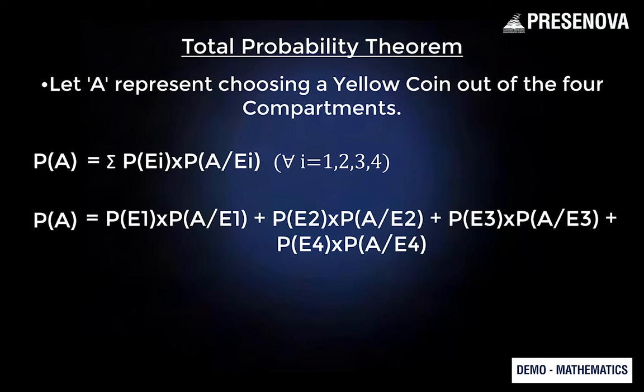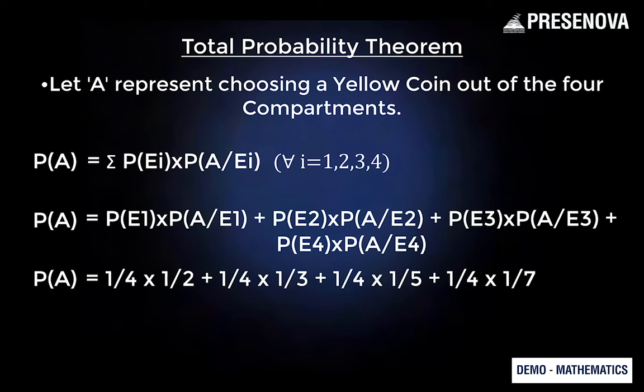Solving the 4 cases, we already have found the values for the same. Now, we shall be substituting the values. P of A is equal to 1 by 4 into 1 by 2 plus 1 by 4 into 1 by 3 plus 1 by 4 into 1 by 5 plus 1 by 4 into 1 by 7.